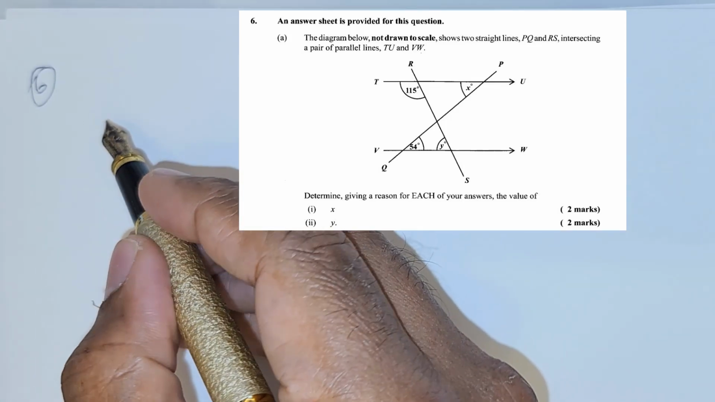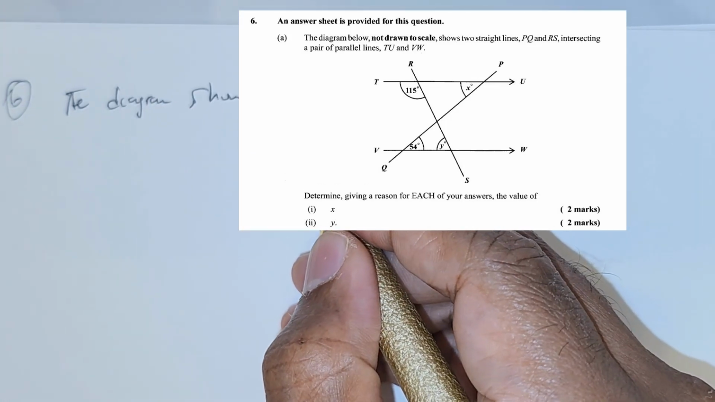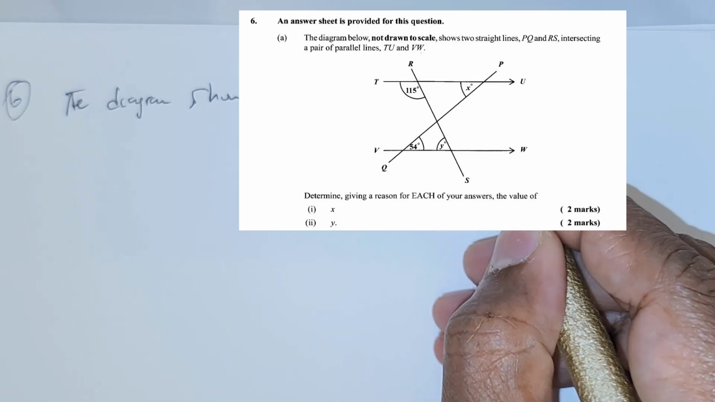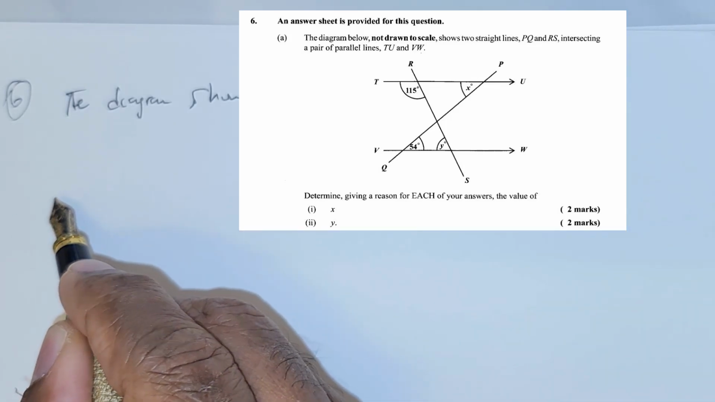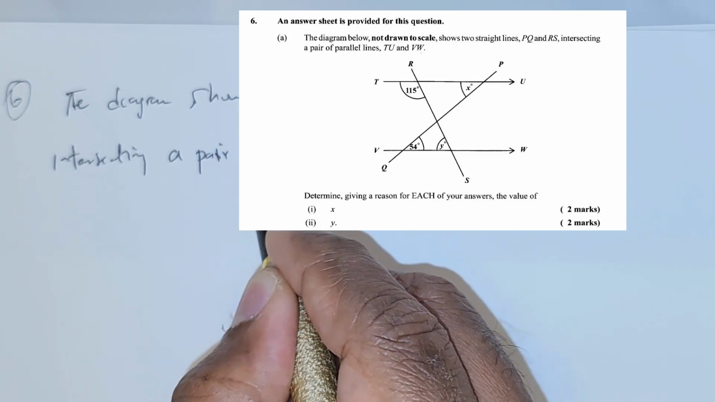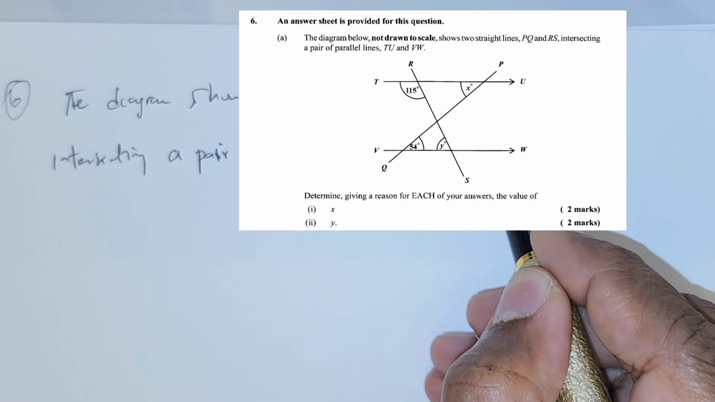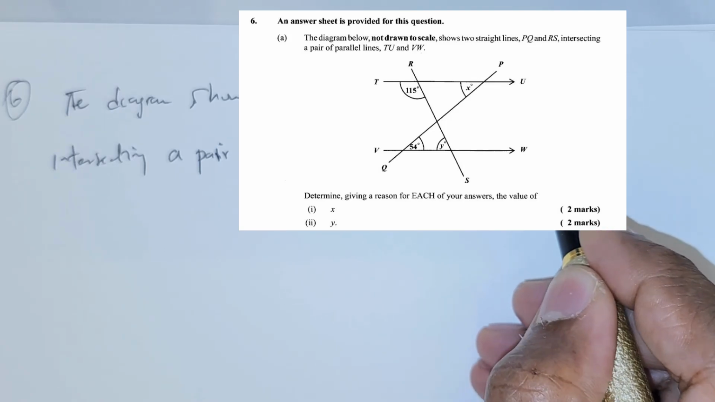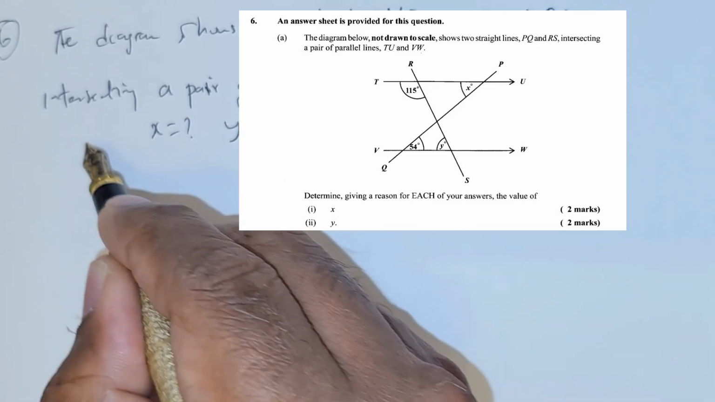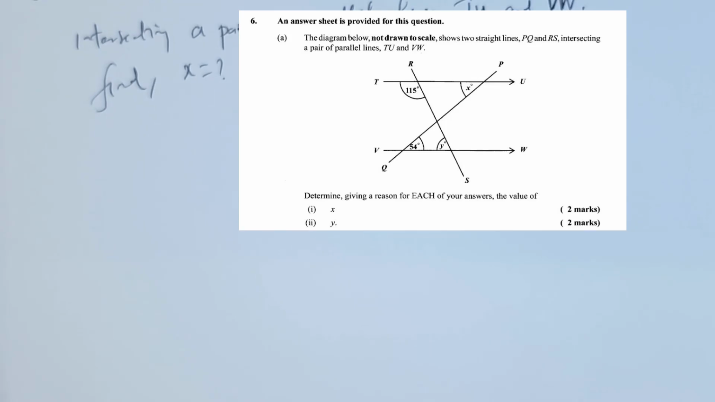6, which is on geometry. So let me write that down. The diagram shows two straight lines, PQ and RS, intersecting a pair of parallel lines, TU and VW. Okay, now the question wants us to find the value of x and y and give reasons. Find x and y and you have to give the reason for your answer. So that's the question part.